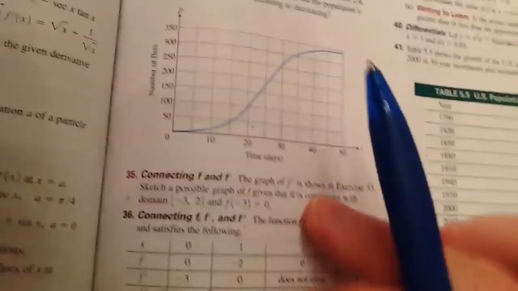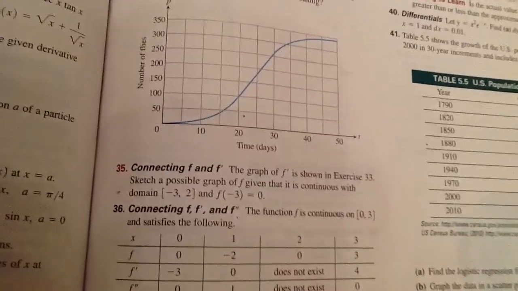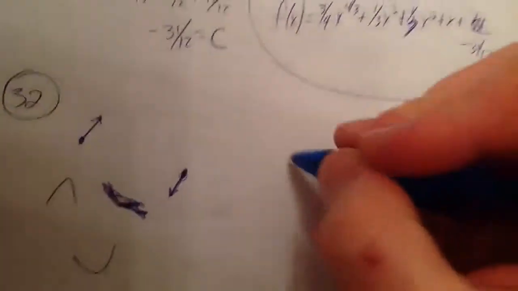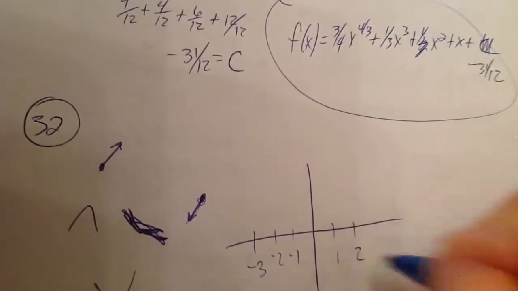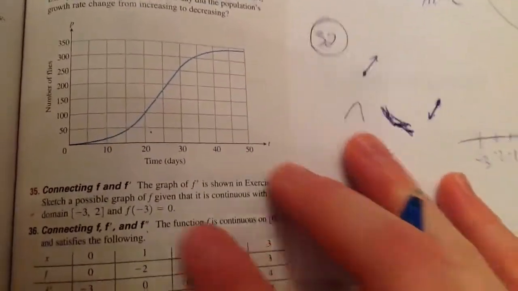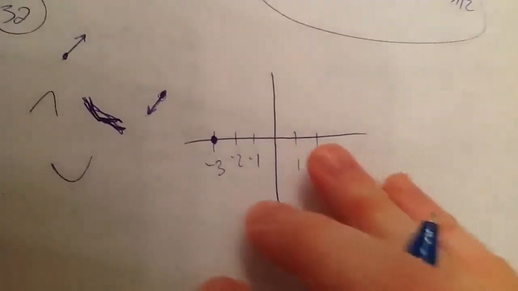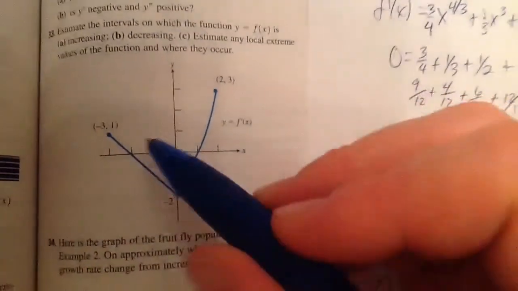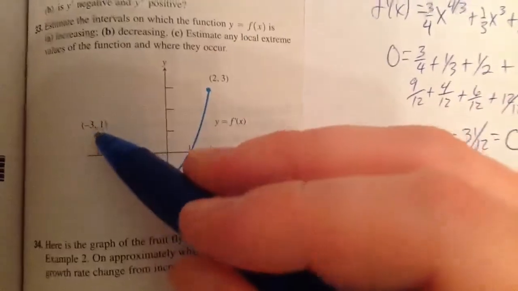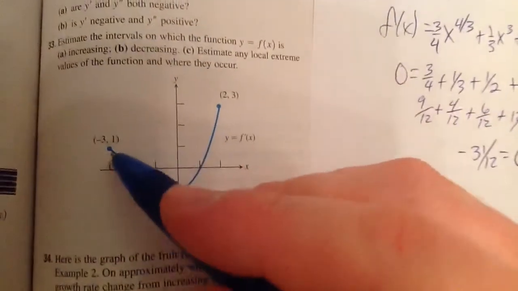Going back to that same graph, we're going to sketch a possible graph of the original, given that it is continuous with this domain. Okay, so here we go. I'm going to draw the original. Let's see, there's our domain. And f of negative 3 is 0. So we're going to start here. It looks like I start. That's nice that that's a straight line because I'll know what the slope is. Well, never mind. That was stupid.